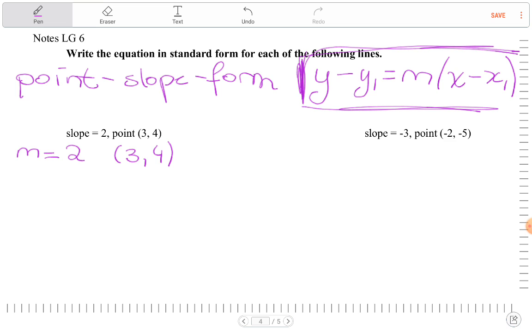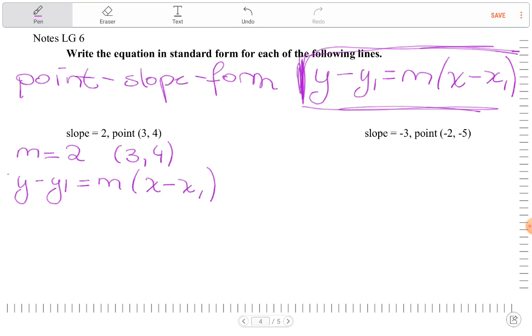y, any y coordinate, minus y1, which is the 1 point that you're given, equals the slope times any x coordinate minus the x coordinate that you're given, your x1. Let's use this equation and fill in. So let me rewrite this one time, and then we're going to fill in and we're going to bring it into standard form. That's all we need to do.